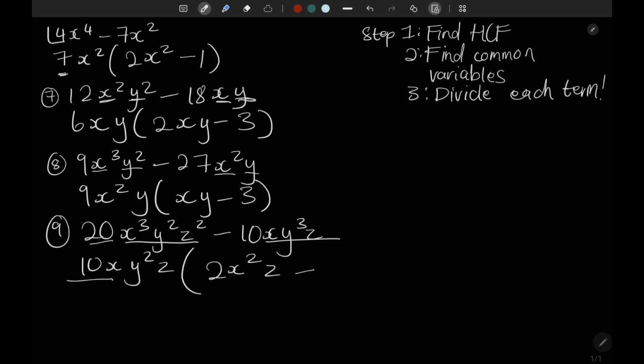Now let's move to our variables. X to the power 1 and x, 1 minus 1 is 0, so we have nothing there. Y cubed and y squared, 3 minus 2 is 1, so we have y. Now z and z, 1 minus 1 is 0. So your answer is 10xy squared z(2x squared z minus y). That is a factorized answer.